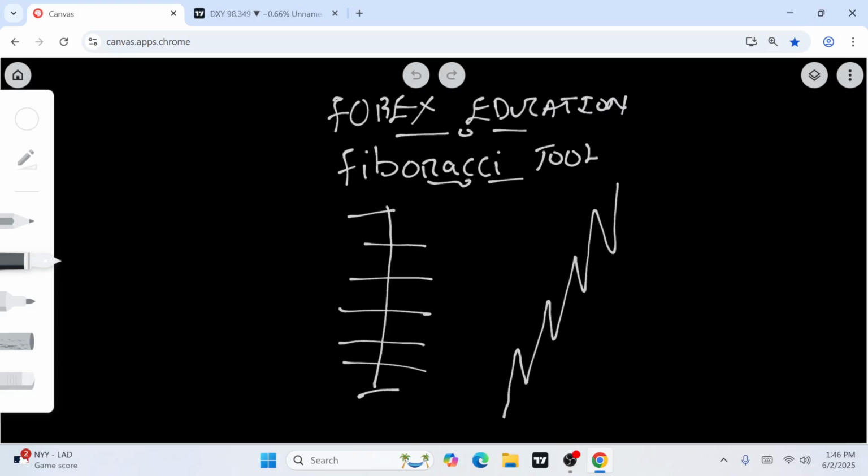Now I said a Fibonacci 2 is being drawn with a what? With a vertical line.